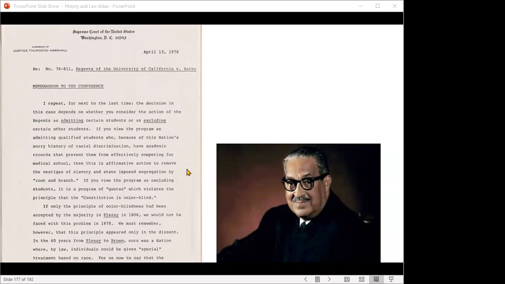And he writes a memo that says, and I hope you'll go back and read it at some point, that if you view the program as admitting qualified students who, because of this nation's sorry history of racial discrimination, have academic records that prevent them from effectively competing for medical school, then this is affirmative action to remove the vestiges of slavery and state-imposed segregation by root and branch. In other words, this is affirmative action to remedy these past discriminations. And he says, everybody talks about being colorblind. Well, ever since Plessy, it wasn't colorblind. Plessy v. Ferguson in 1896 said you could segregate based on race. And he says that, in American history, ours was a nation where by law, individuals were given special treatment based on race.